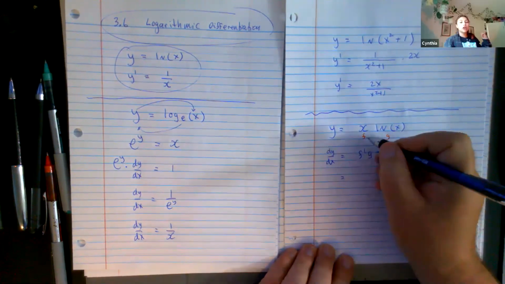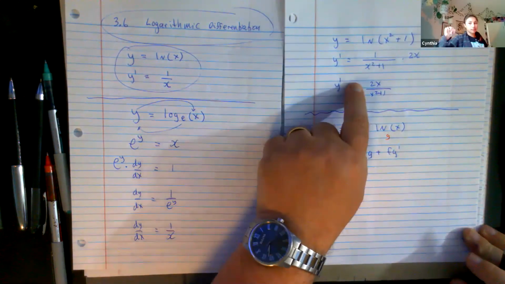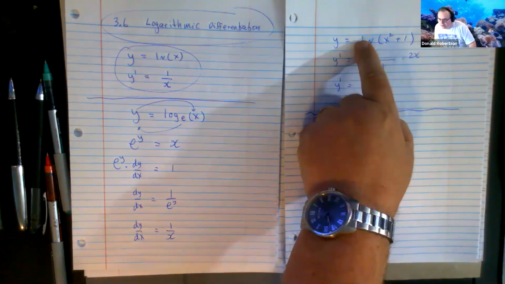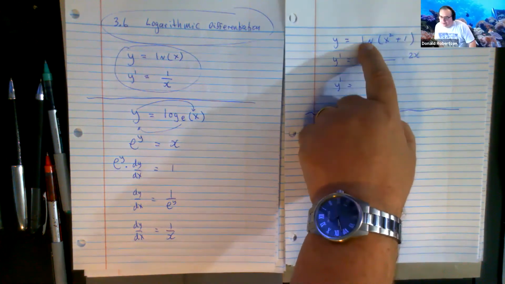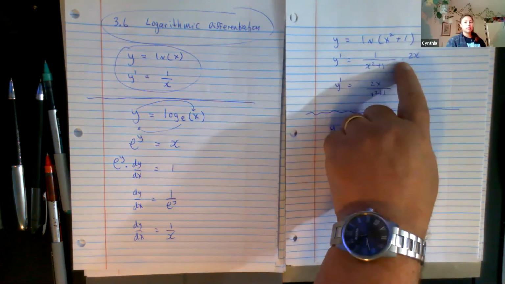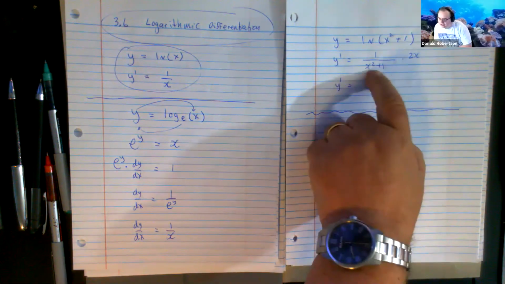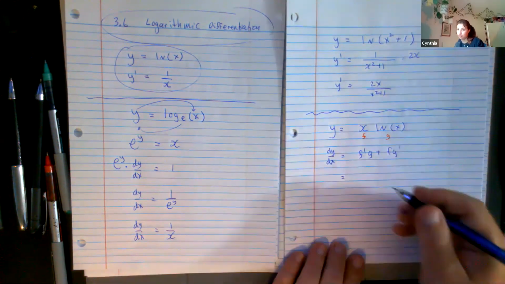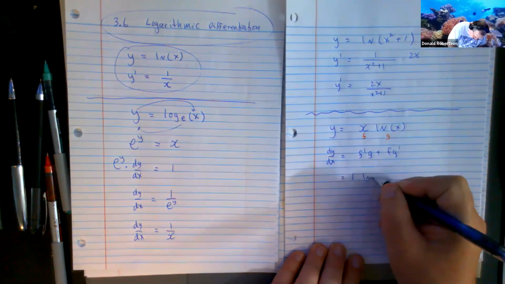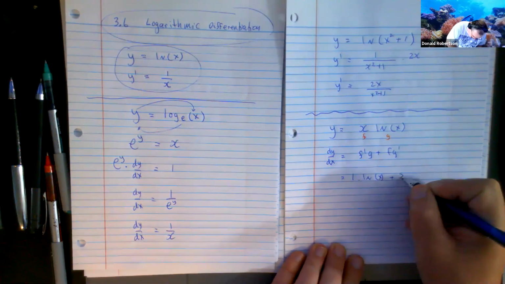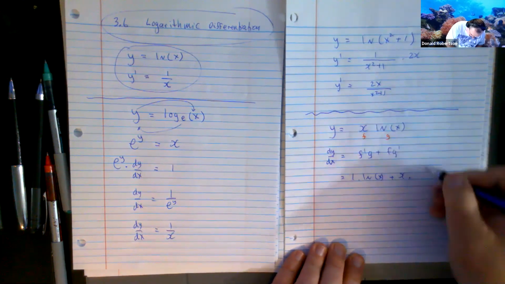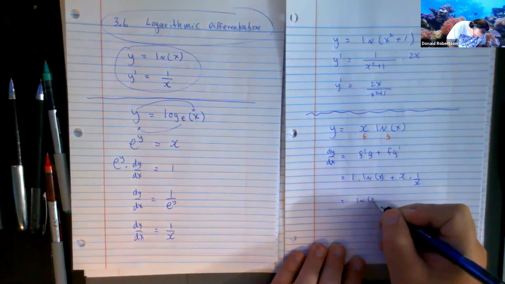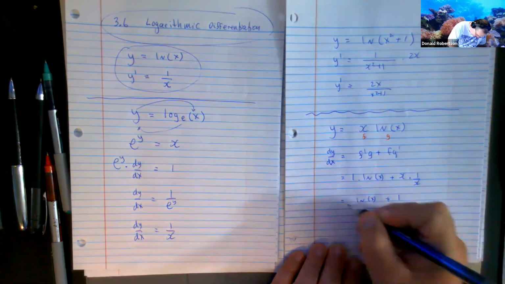Wait, on the top equation, how'd you get 2x? The derivative of x squared plus 1. So it's a log of something is 1 over the something times the derivative of the something. So I was using the chain rule. Perfect, thank you. And this one I'm using a product rule. So it's 1 times the natural log of x plus x times, and g dashed is 1 over x. And we end up with the answer, that guy.